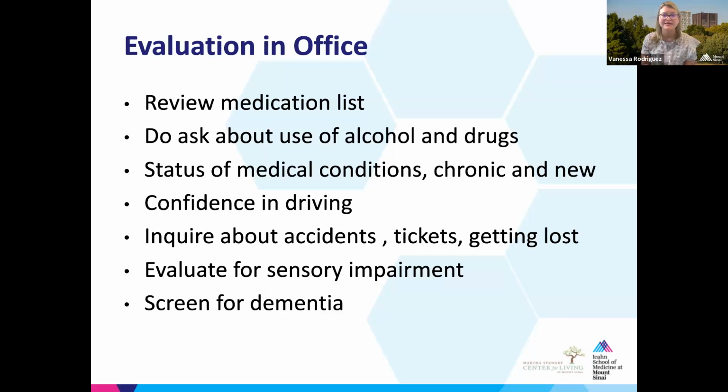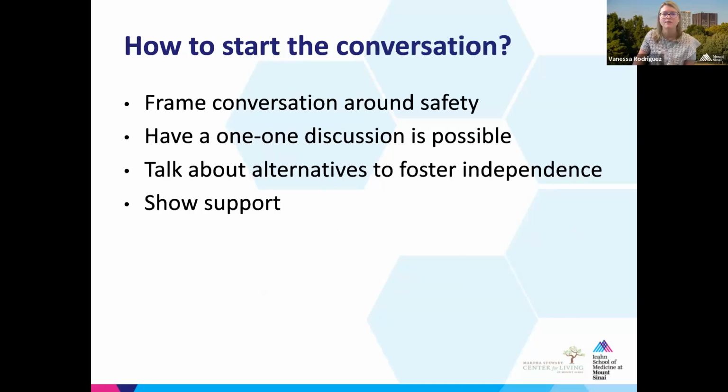You have to ask about accidents, tickets, getting lost, particularly if you're concerned about it. And if you don't know, and if there's a family member, they might bring some collateral information. And also evaluate for sensory impairment, visual, auditory, and so forth, which are very important to be intact when a person is driving. And absolutely, when in doubt, take the time to screen for dementia, particularly when they're getting lost and they're having new scratches on the car and they don't really have a good explanation. It might be a good thing to think about.